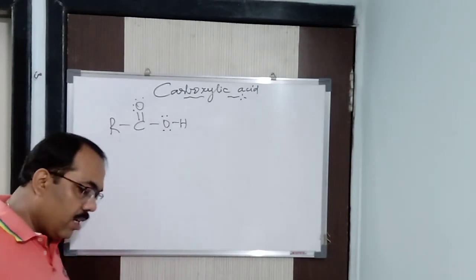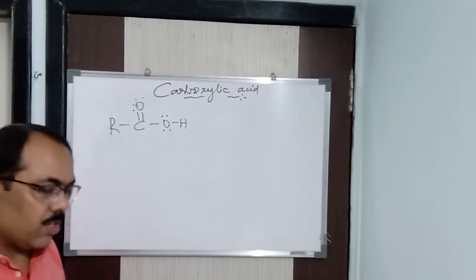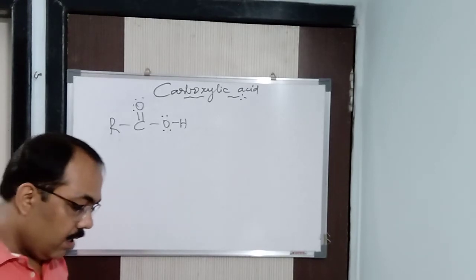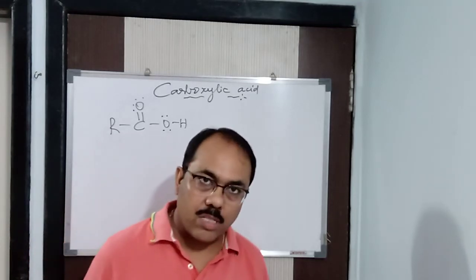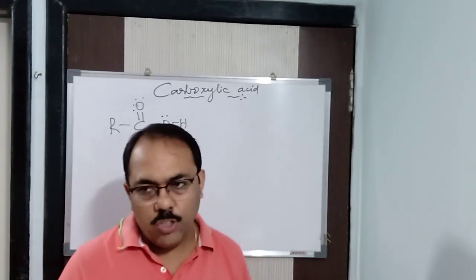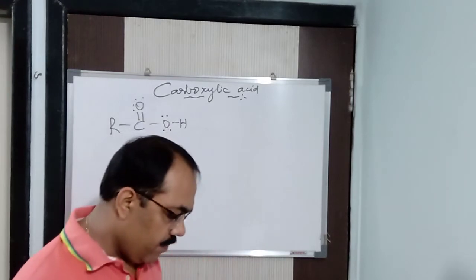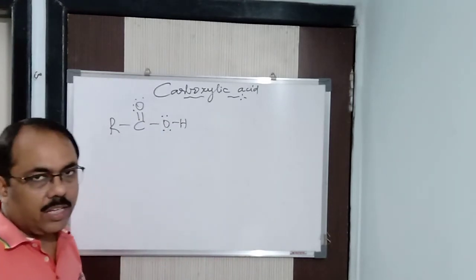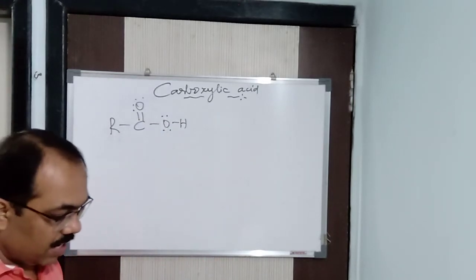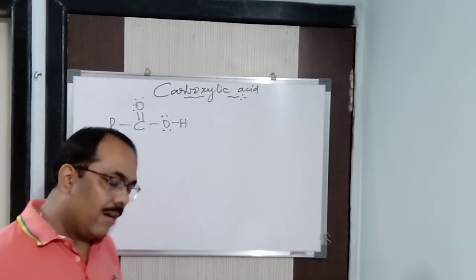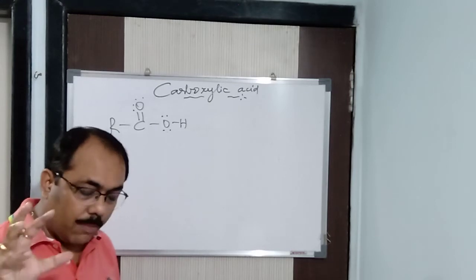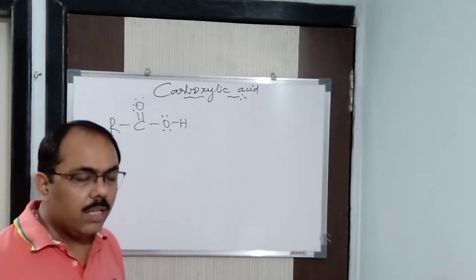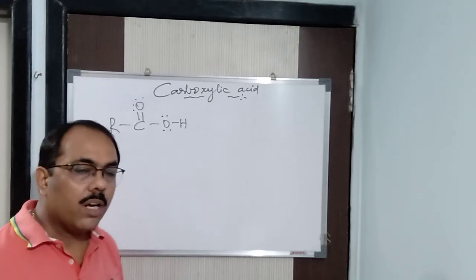Now, saturated monocarboxylic acids containing only the carboxyl group are also called fatty acids. They are known as fatty acids because these are usually used to make the fats. Got it? These are the higher members of the aliphatic carboxylic acids. What I said? Saturated monocarboxylic acid containing only the carboxyl group. I'm very sorry, it is not carbonyl. Containing only the carboxyl group are also called fatty acids.